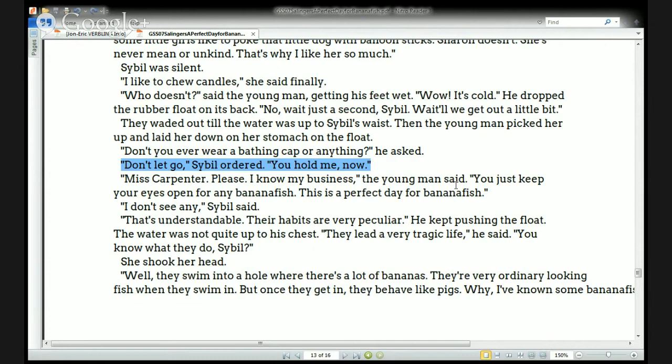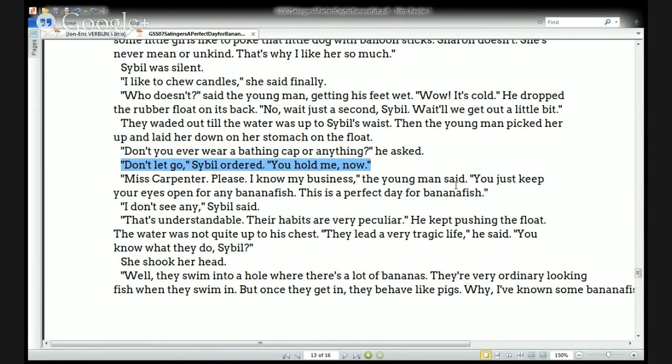Wait a second. This is the most difficult word in the English language. Habits? Peculiar? Can you say it again? Peculiar. Peculiar. Yeah, you've got to get that. Peculiar. That's it. Good.